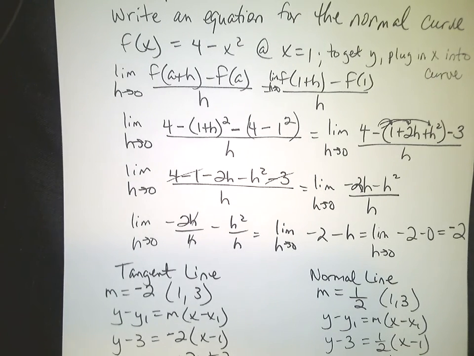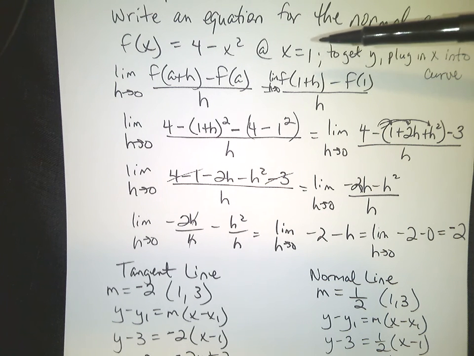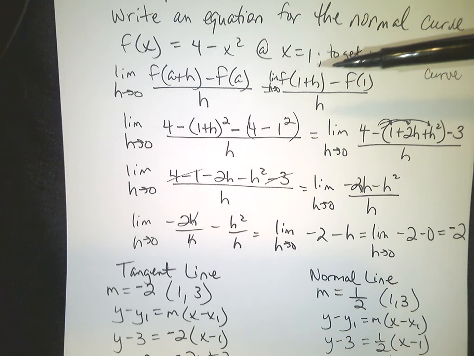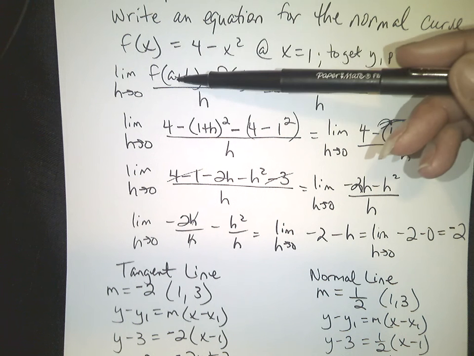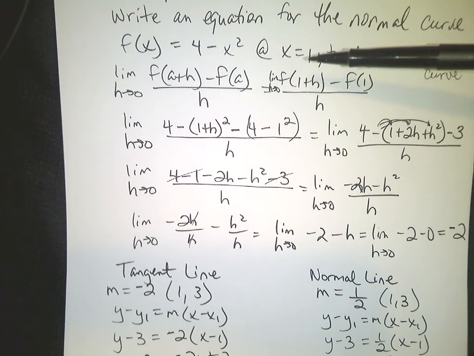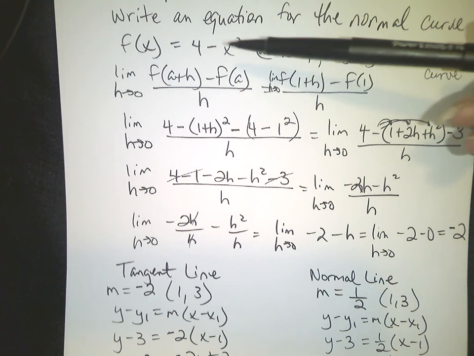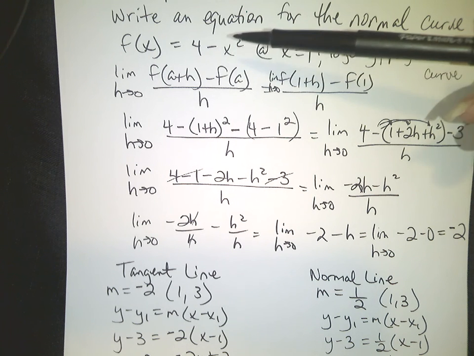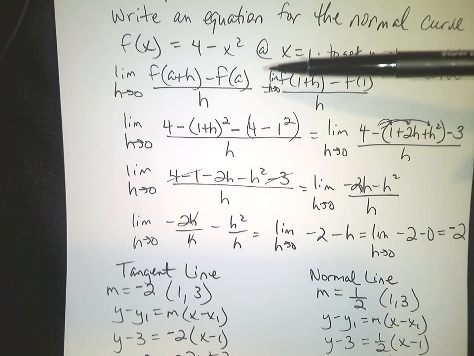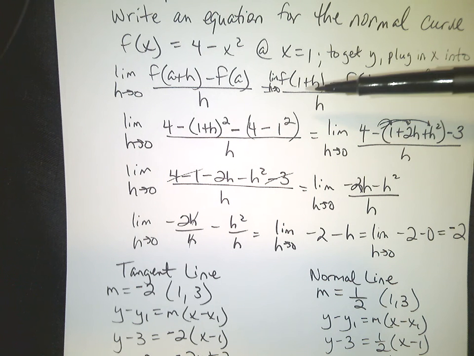Okay? However, to get our slope, since they only gave us a point, you can't use the normal equation for slope. You have to use the difference quotient because you are only given 1 point. And since we were given x, you substitute x for a and then plug that into the curve everywhere you see x. So I saw 4 minus x squared, that turns into 4 minus 1 plus h squared because we were plugging in 1 plus h.